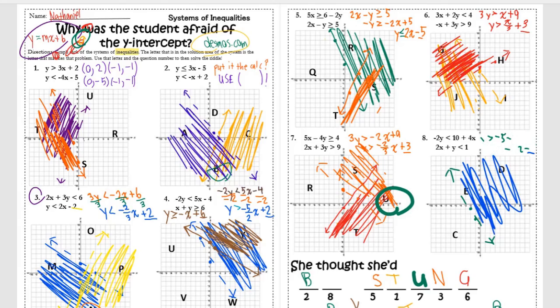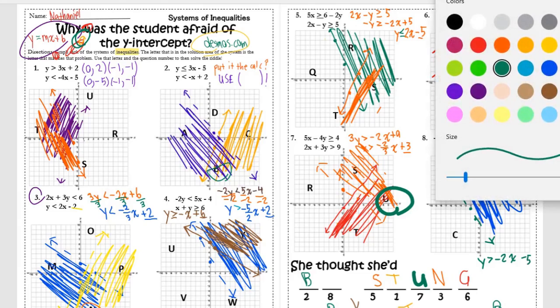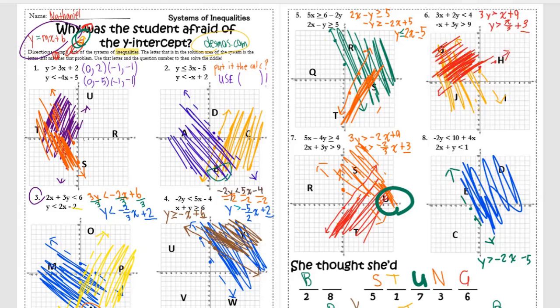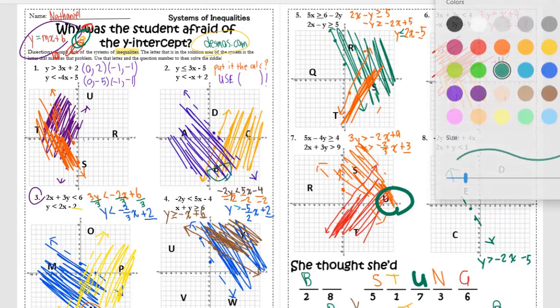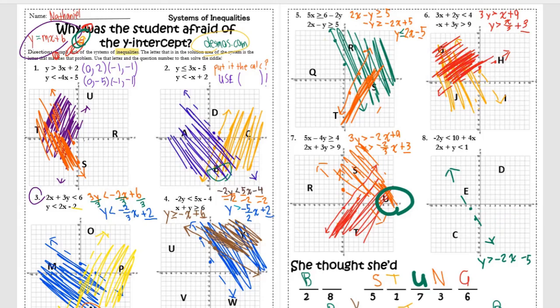Okay. And actually, I'm going to keep this inequality written down here because we're going to need it in just a second. So we have y is greater than negative 2x minus 5. All right. So I probably should have shaded in the same color too, so let me do that too. There we go. Okay.